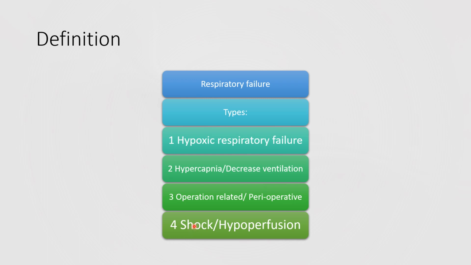While type 4 respiratory failure is all about shock, either hypovolemic shock or septic shock or cardiogenic shock. In general, shock leading to hypoperfusion of all organs. You remember, when you are dealing with shock, there's a stage when it is pretty bad, there will be multiple organ failure. In this case, when shock is leading to the failure of the respiratory system, then that will be type 4 respiratory failure.